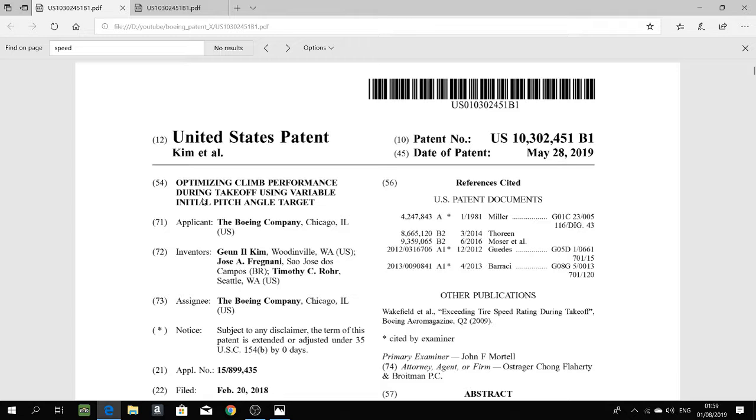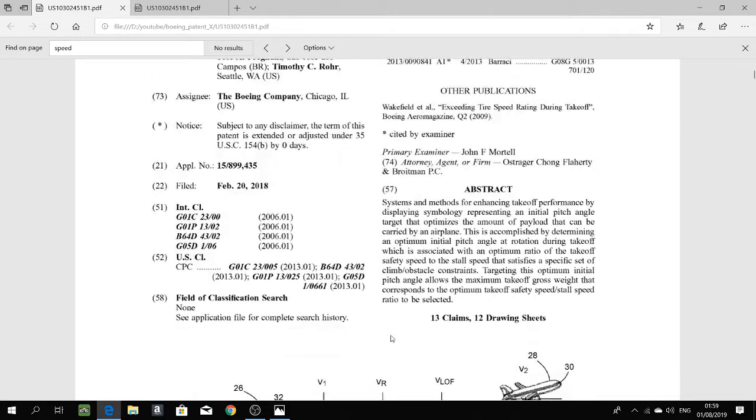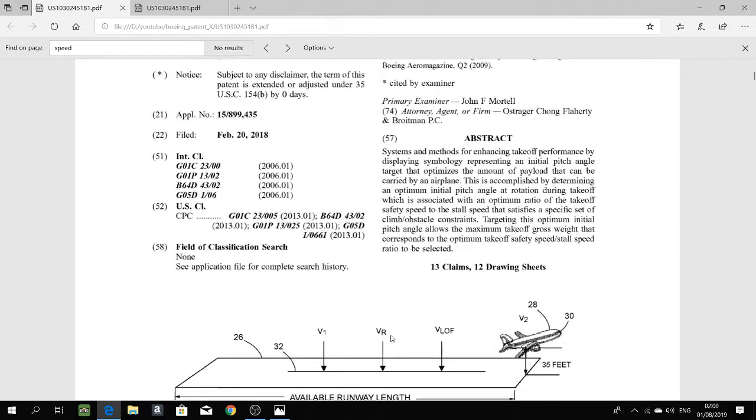The name of the patent is Optimizing Climb Performance During Takeoff Using Variable Initial Pitch Angle Target. So don't worry about the slightly complex topic. If you are not familiar with the terms, we will learn all of it during the course of the tutorial. It was filed by these gentlemen, the assignee is the Boeing Company, and the owner of this patent is also the Boeing Company. So let's get started with this patent.